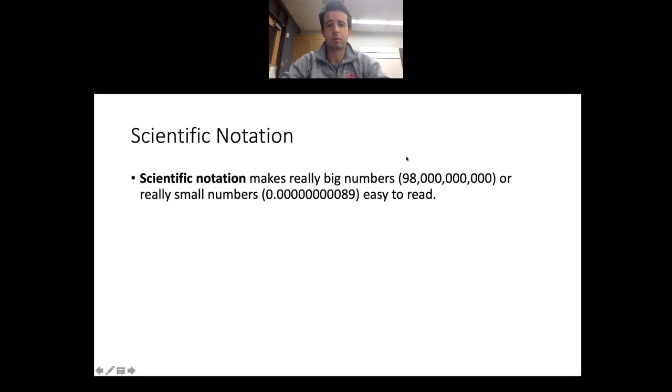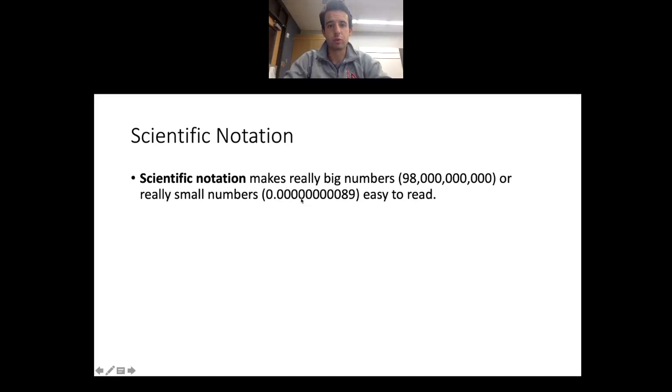So you'll see when I'm talking about really big numbers, I'm talking about numbers with lots of zeros behind the numbers. So you've got 98 as your number, and then a bunch of zeros behind it for 98 billion, for example. And then really small numbers, you've got a bunch of zeros in front of the numbers. That's what we're talking about here. This is a pretty good definition of scientific notation.